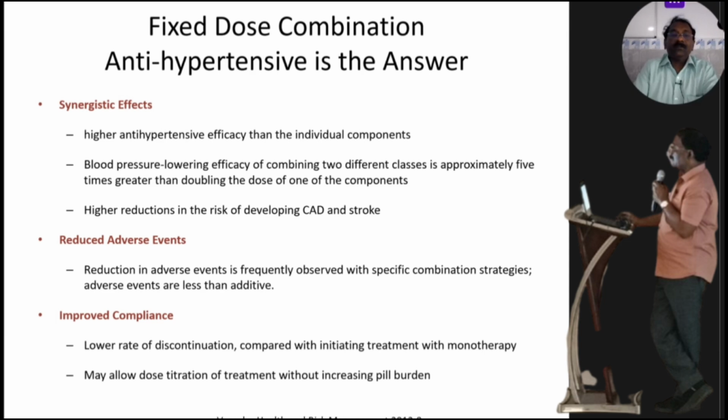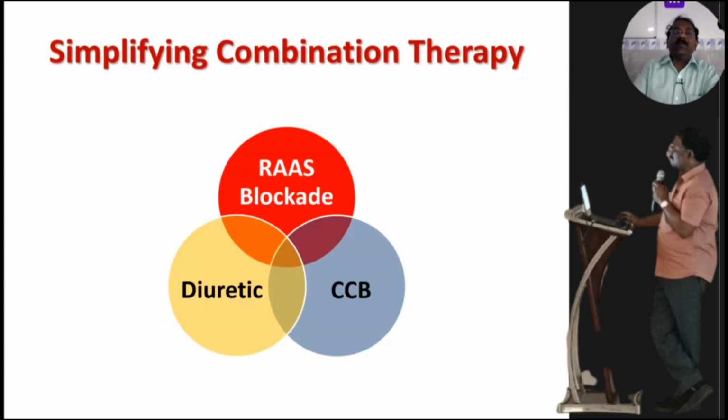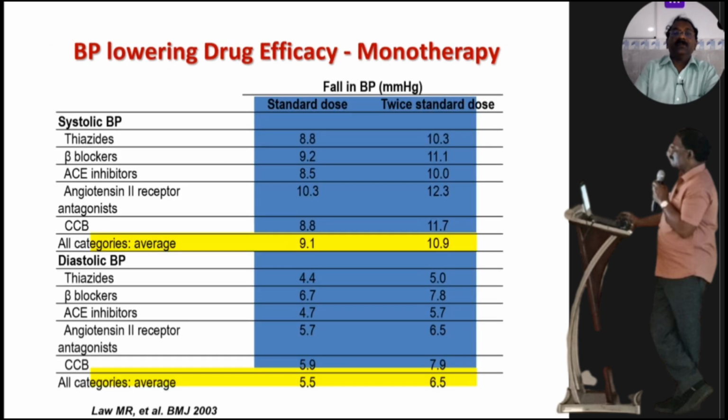Improved compliance, so lower rate of discontinuation compared with initiating the treatment with monotherapy, may allow dose titration without increasing the pill burden. So this is the advantage of the fixed drug combinations. So the RAS blockade with the sartans, calcium channel blocker and the diuretics.